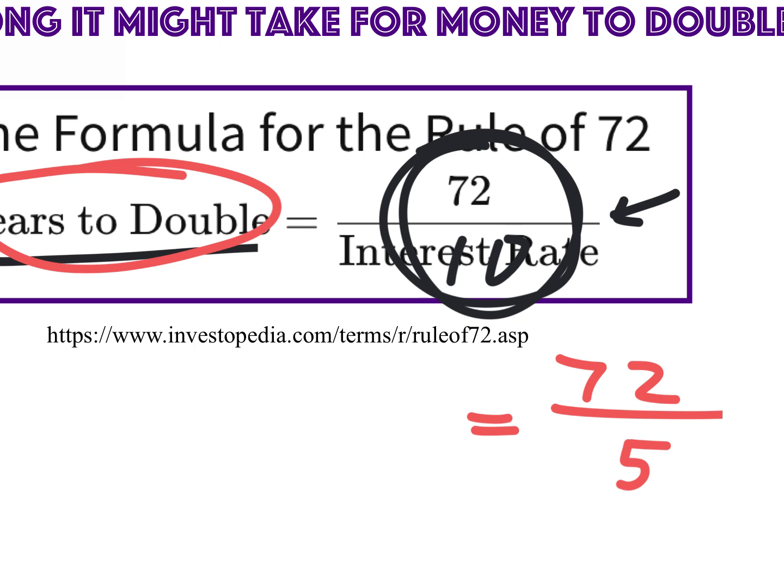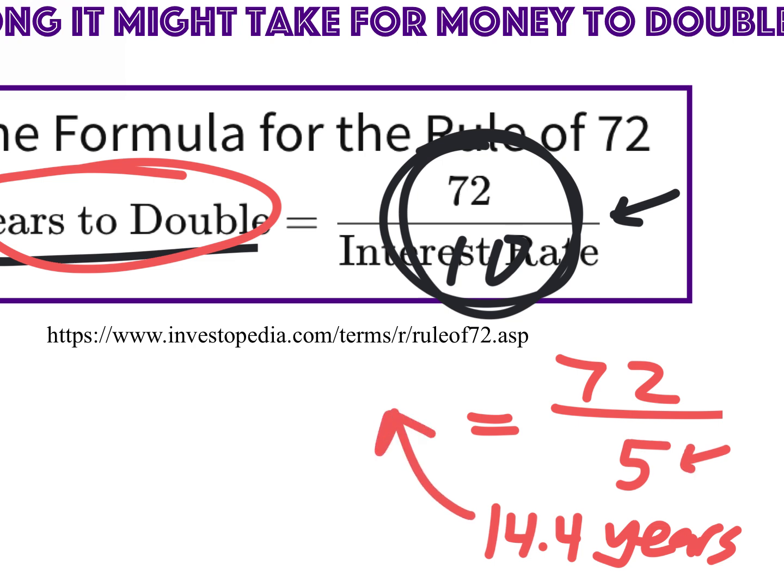I want to see what the calculator says. What is 72 divided by 5? 14.4 years. If you leave it in the bank at 5% interest, it's going to take 14.4 years to double your money.